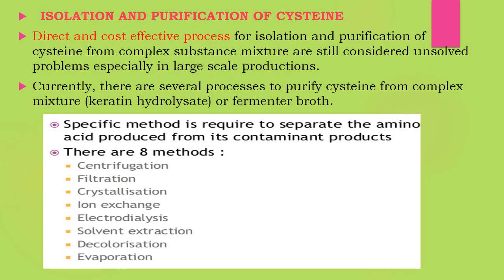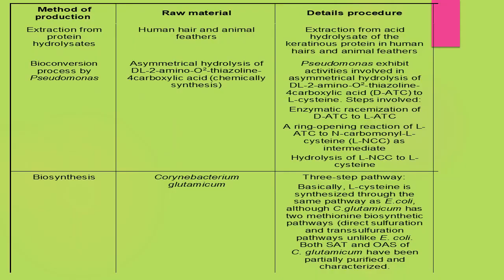Once the production is over, there are a few downstream processing steps: centrifugation, filtration, crystallization, ion exchange, or electrodialysis, solvent extraction, decolorization, and evaporation. By achieving these downstream processing steps, we can get 90% pure cysteine, compared to the keratin hydrolysate or enzyme bioconversion method.